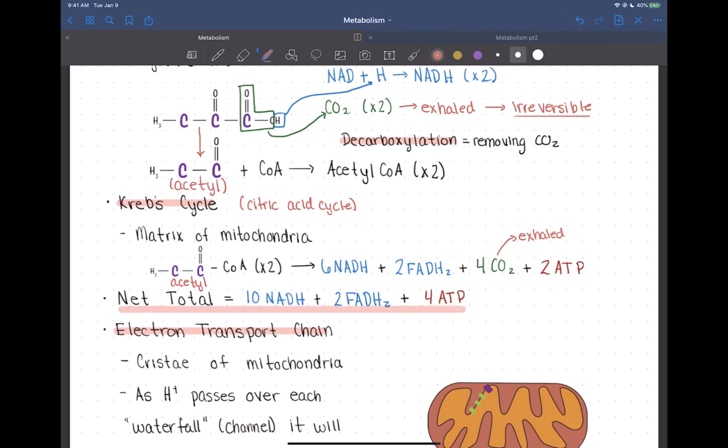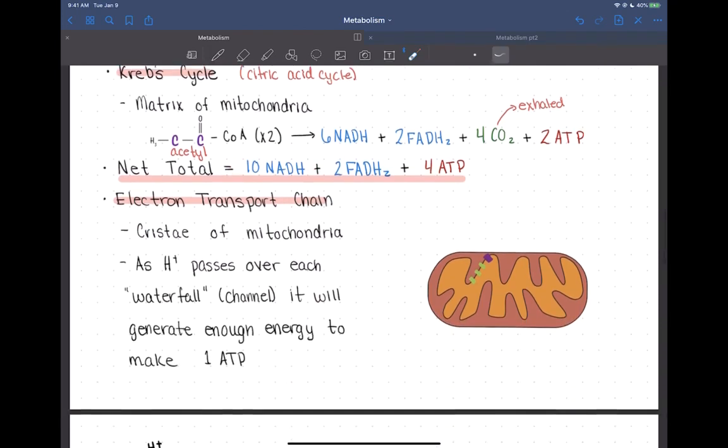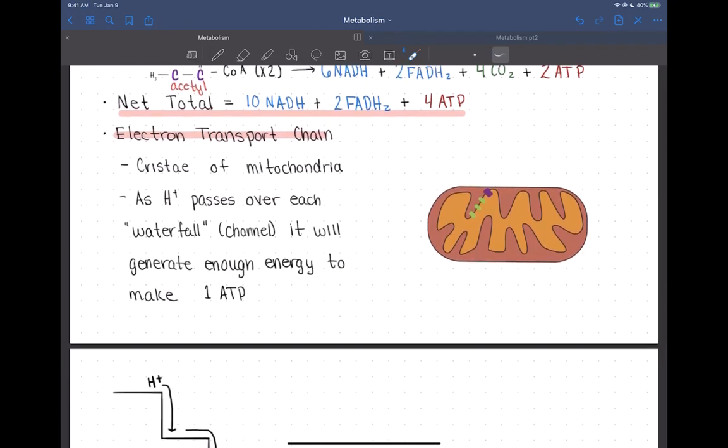So now we're going to go into our very last step. This is where we're going to use all of those coenzymes that are carrying those hydrogens for us to make ATP. So this last step is called the electron transport chain, and it occurs on the cristae of the mitochondria, so this folded membrane of the mitochondria.